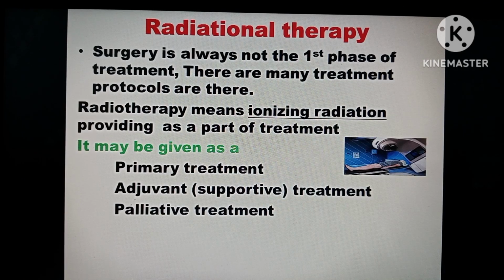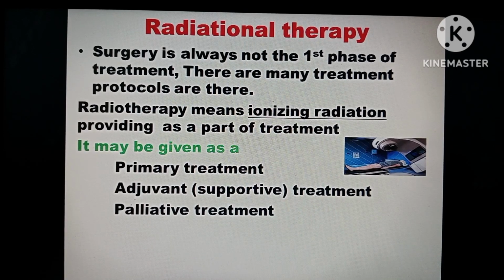What is the meaning of primary treatment? There are many clients who are contraindicated for surgery as well as other therapy. In such a condition, the client is treated with radiation therapy only. It means the first line of treatment is radiation therapy itself.